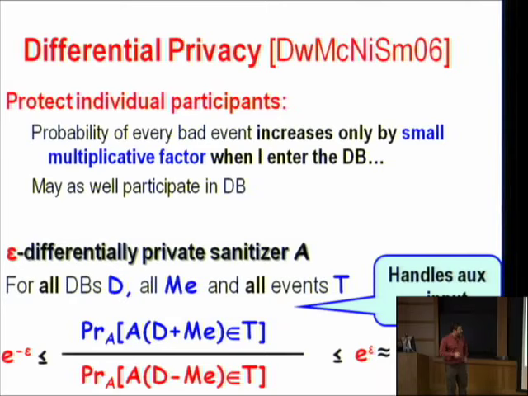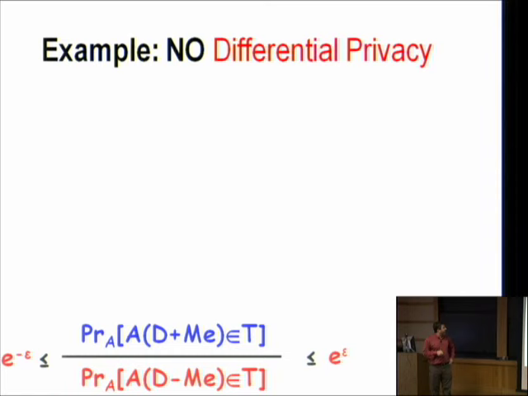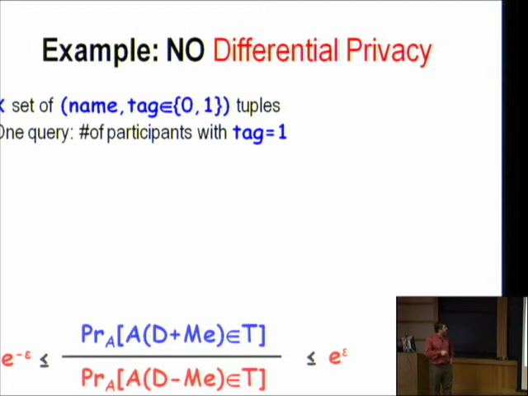And here is an example of something that has no differential privacy. Let's say we want to sanitize a database that is a bunch of names, and for each name we have a tag 0 or 1. The piece of information we're trying to sanitize is the number of participants whose tag is 1. Here's something that is typically done in statistics: you produce a sample, you choose and release a few random individuals.